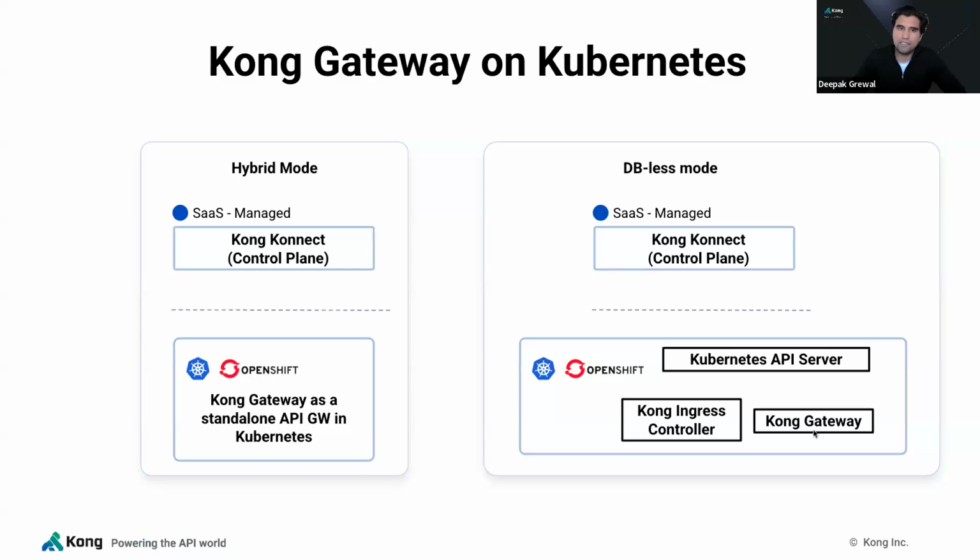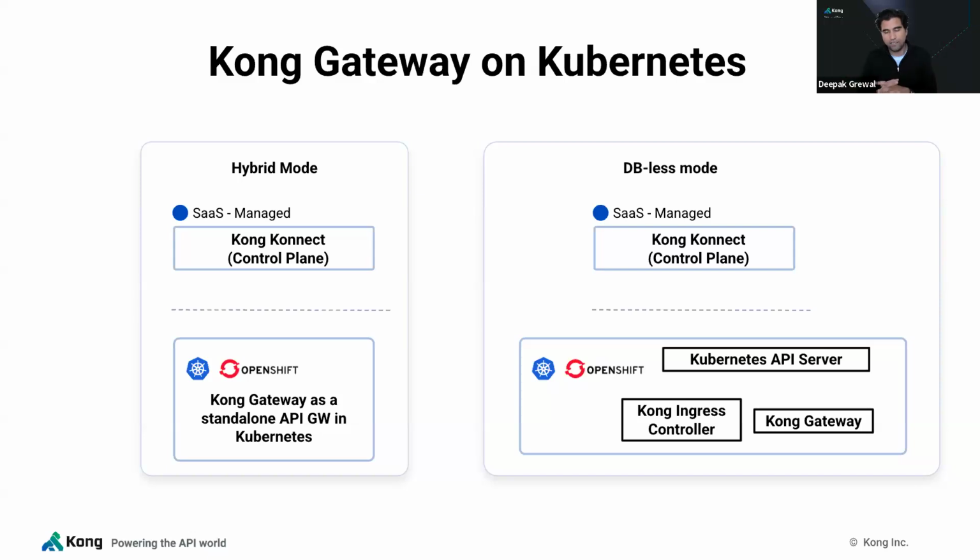In a Kubernetes environment, there's really two ways of deploying Kong gateways. And the two ways are either a hybrid approach or what we call a DB-less mode. So in a hybrid approach, you would deploy a Kong gateway as a standalone service, as a standalone application within the Kubernetes cluster. And that can be managed using this SaaS control plane that I was talking about, which is Kong Connect.